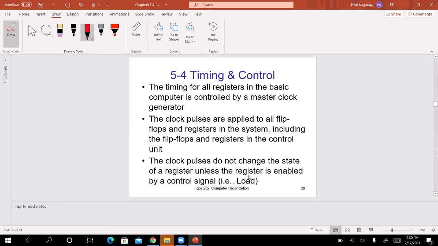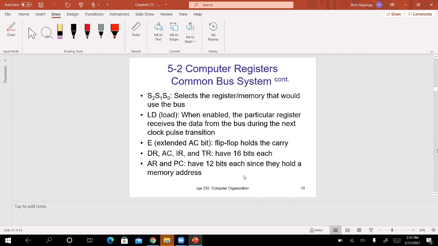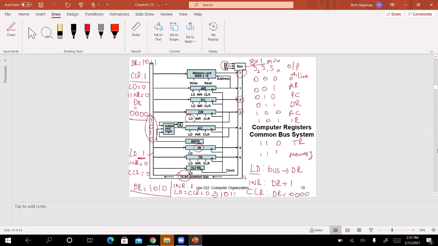Whenever you want to change the value in the register, the clock pulse alone cannot change it. At the same time, it must have a control signal. When it has a control signal, then only you can change. The meaning of control signal, we will understand here. I will show. Now in this diagram, we are applying the clock.